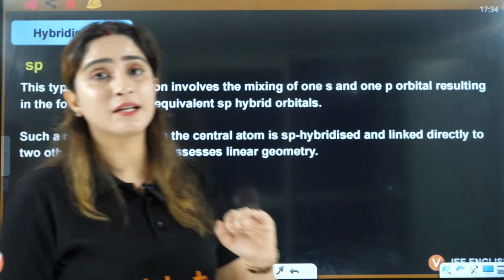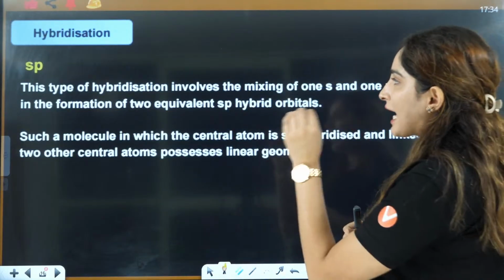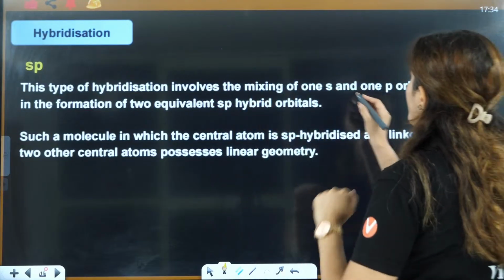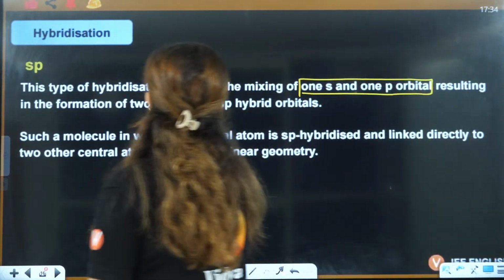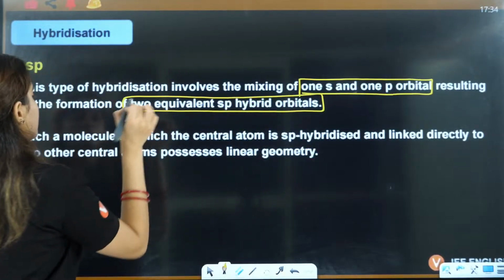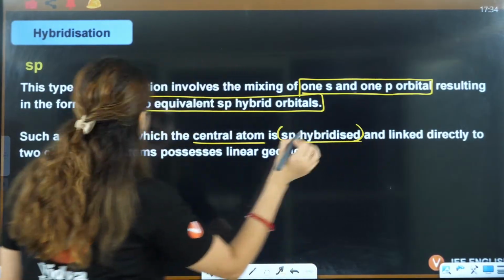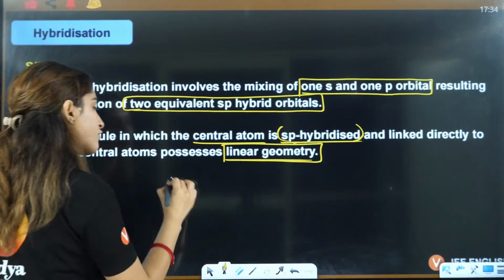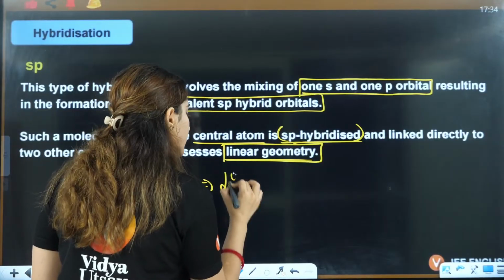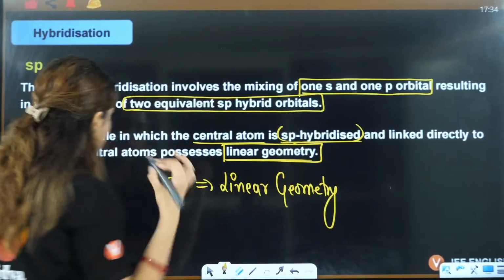So, one by one, we'll discuss sp, sp2 and sp3, right? sp is the type of hybridization that involves the intermixing of one s and one p orbital, resulting in the formation of 2 equivalent sp hybrid orbitals. Such a molecule in which the central atom is sp hybridized, linked directly to other 2 atoms, possesses linear geometry. That means if you have sp hybridization, it will give you linear geometry.